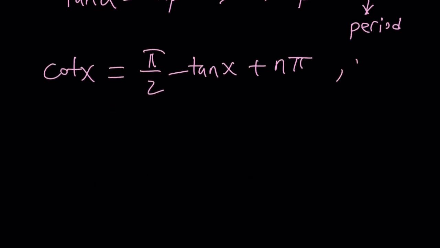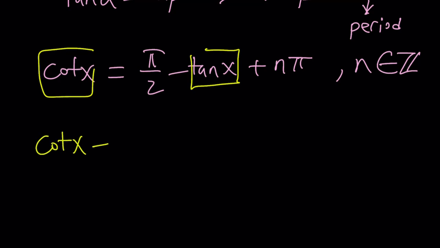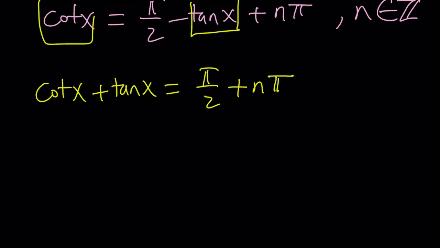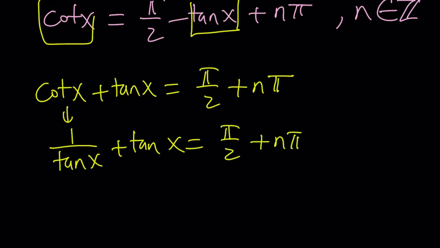Obviously, n is an integer, so by replacing n with certain values, we're going to get a bunch of different solutions. Some of these solutions are good, some are not good. So let's find out which ones are good solutions. Let's put the cotangent and tangent on the same side by adding tangent to both sides. We get cotangent x plus tangent x equals pi over 2 plus n pi. Again, n is an integer. Since cotangent is the reciprocal of tangent, I can write this as 1 over tangent x plus tangent x equals pi over 2 plus n pi. You could also write this as 2n plus 1 times pi divided by 2. In other words, odd multiples of pi over 2, like pi over 2, 3 pi over 2, 5 pi over 2, 99 pi over 2, and so on.